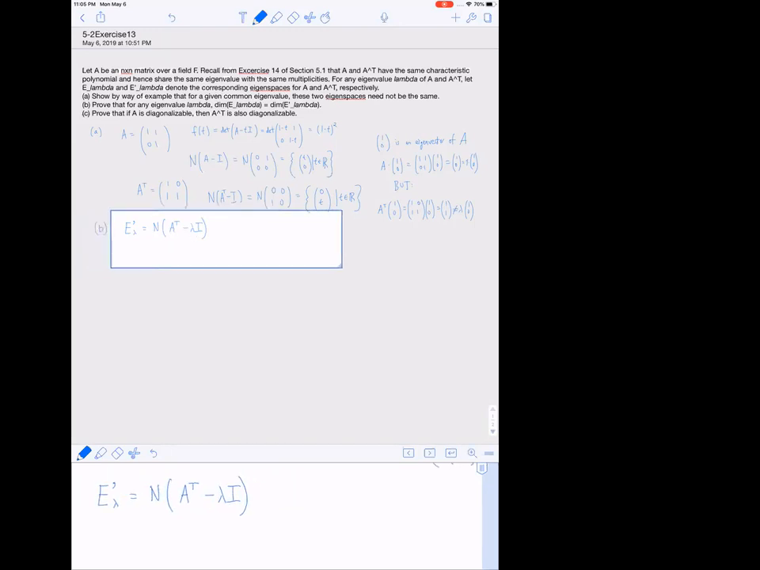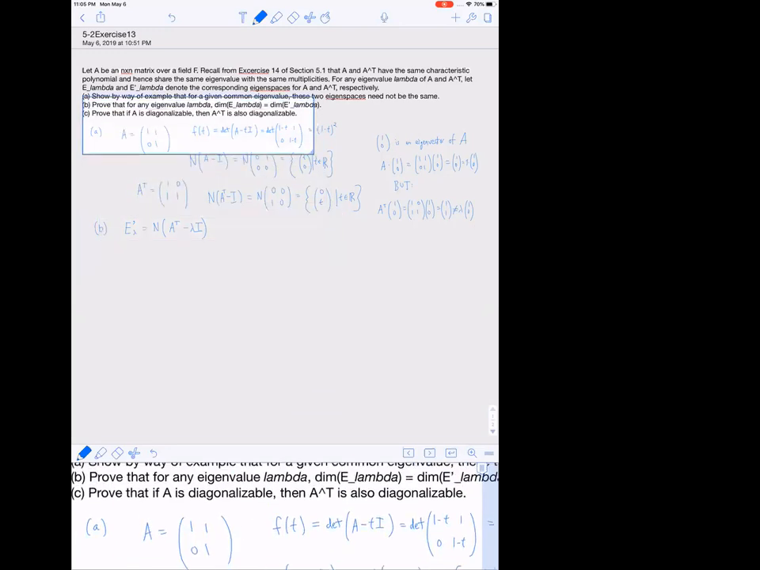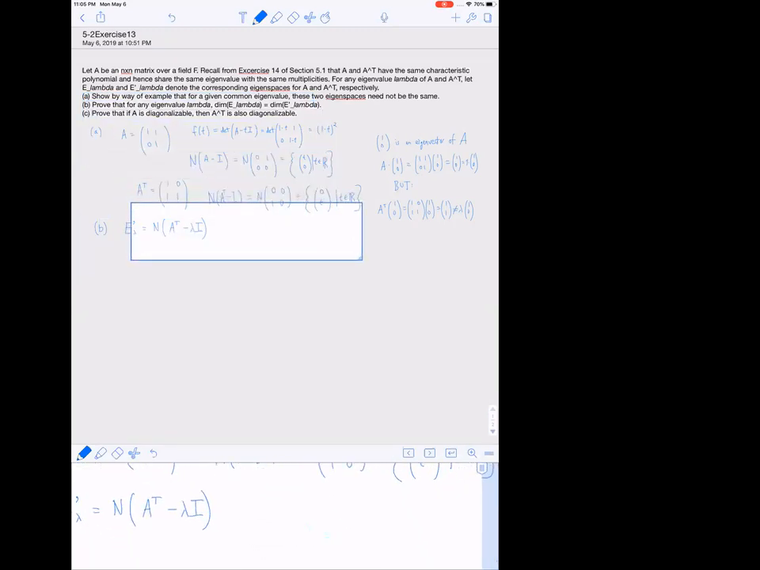So let's observe something really quickly. What we'd like to do is somehow relate this to the null space of the appropriate matrix for the original eigenspace, the eigenspace associated to A, this E lambda. So the problem is that there's a transpose there and there's not a transpose on the right, but I guess the transpose of the identity is just the identity. So I could write this as lambda times the identity transpose.